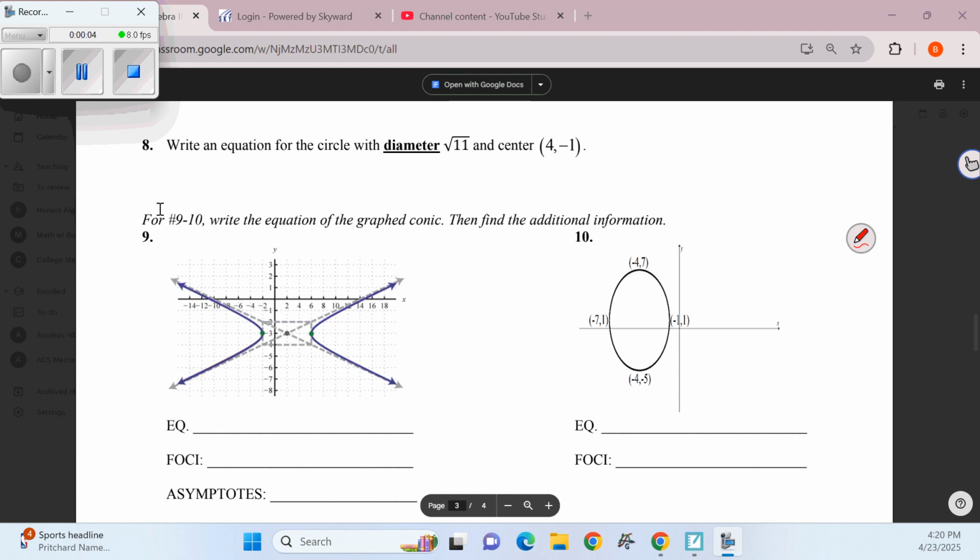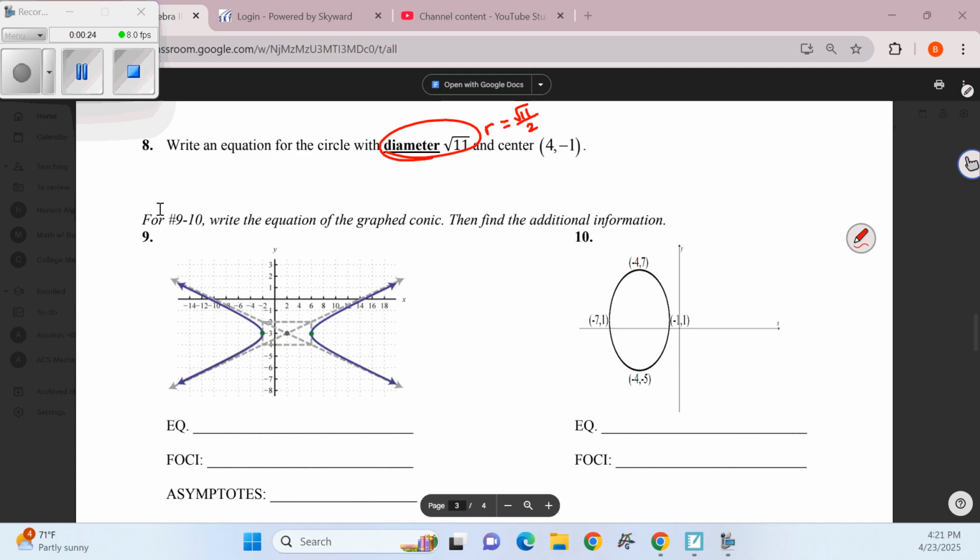Everybody, let's tackle this last page, page 3 of the review packet. So in number 8, I'm asking for an equation of a circle. If we know the diameter is the square root of 11, what we really want in the formula is the radius. So the radius would just be half of that. So that would be the square root of 11 divided by 2.